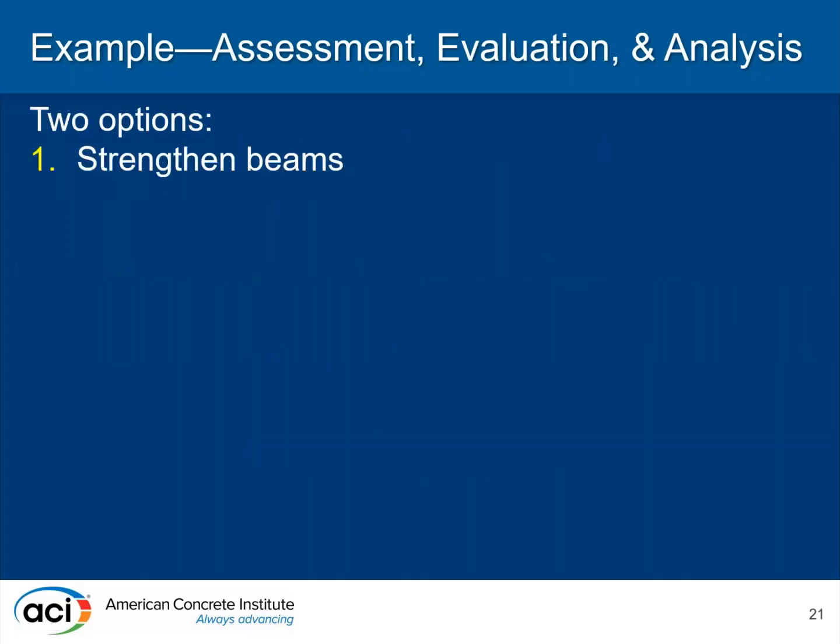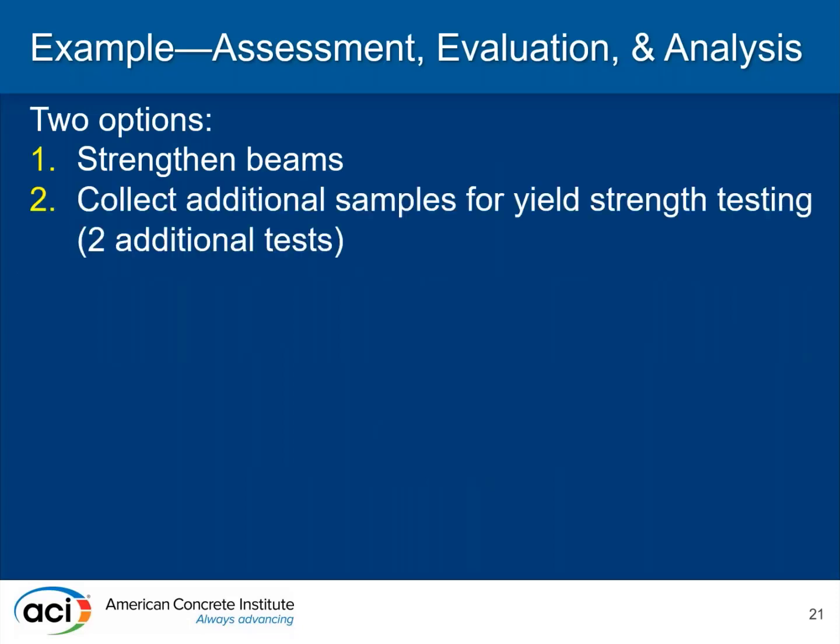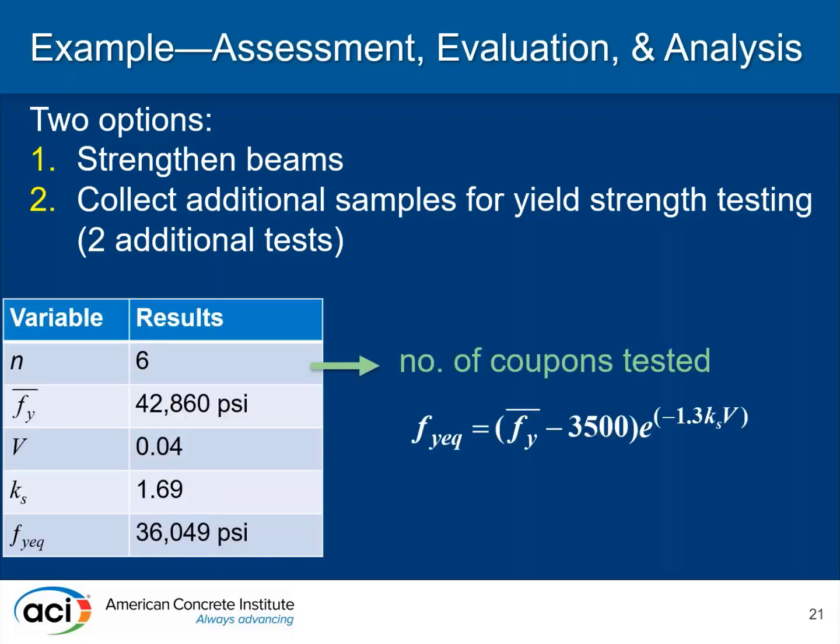So for this LDP, the two options were to strengthen the beams based on what was evaluated, or potentially collect additional samples for yield strength testing. And as mentioned, there were relatively few samples taken for yield strength testing, and so by taking additional samples, you can see the KS value, or the modification value, comes down, and because that variation is relatively low, you can see that there is an increase of equivalent yield strength to 36,049 psi based on increasing from 4 to 6.